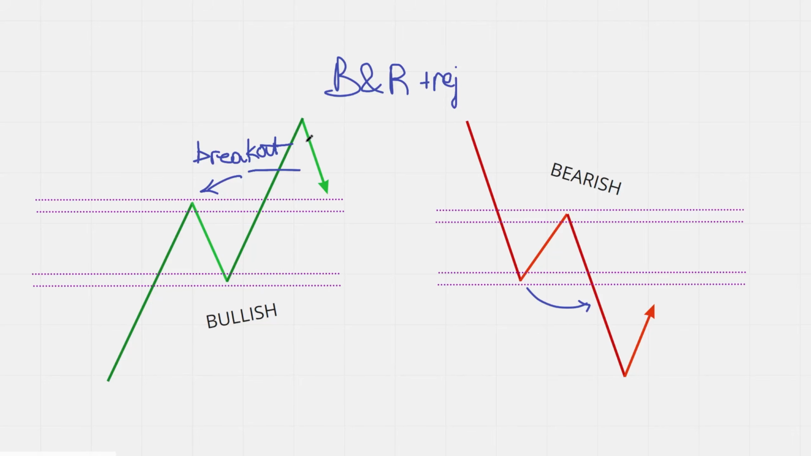So it all comes down to personal preference. But if you wait for price action to break and retest and ideally give you a sign of a rejection, well then you're less likely to encounter any sort of false breakouts.